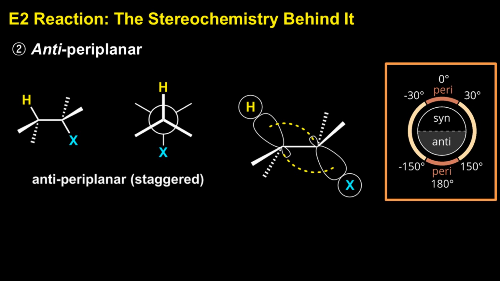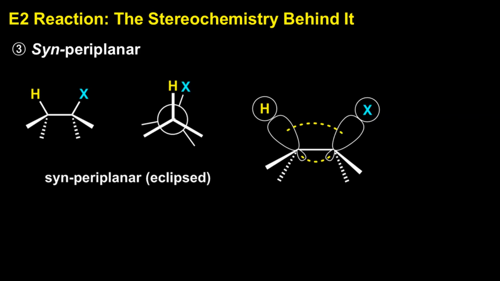In the syn-periplanar conformation, the two groups are on the same side, with a dihedral angle close to 0 degrees. But in the anti-periplanar conformation, they're on opposite sides, with a dihedral angle near 180 degrees. And for the E2 mechanism to work, this anti-periplanar geometry is absolutely essential. That means the beta hydrogen and the leaving group have to be positioned on opposite sides of the same plane, almost like they're facing away from each other.